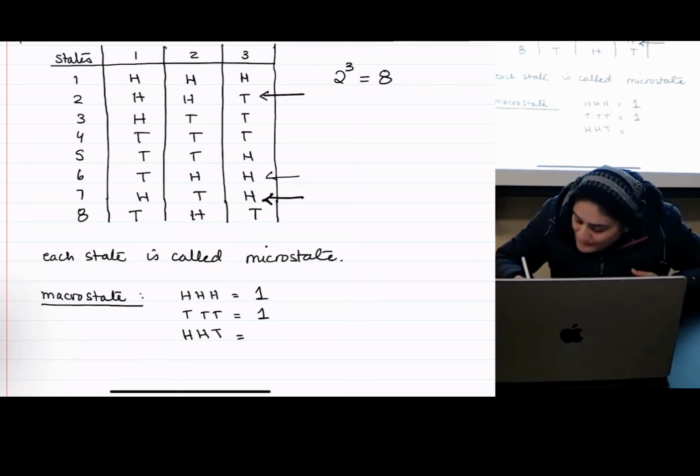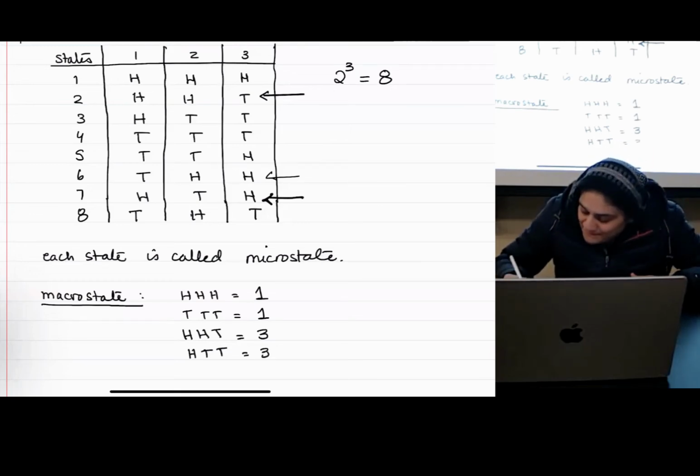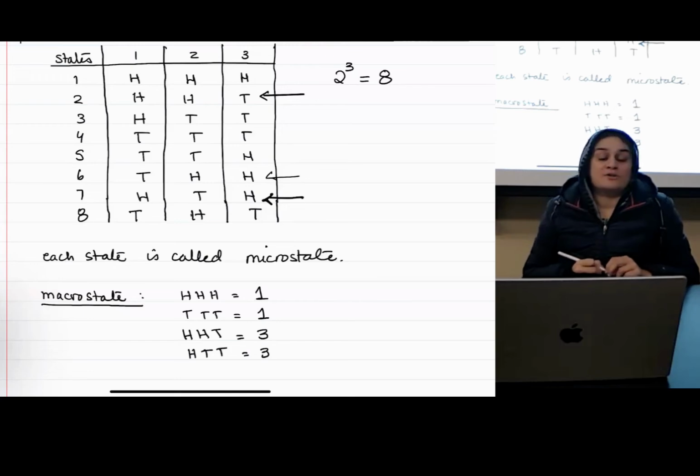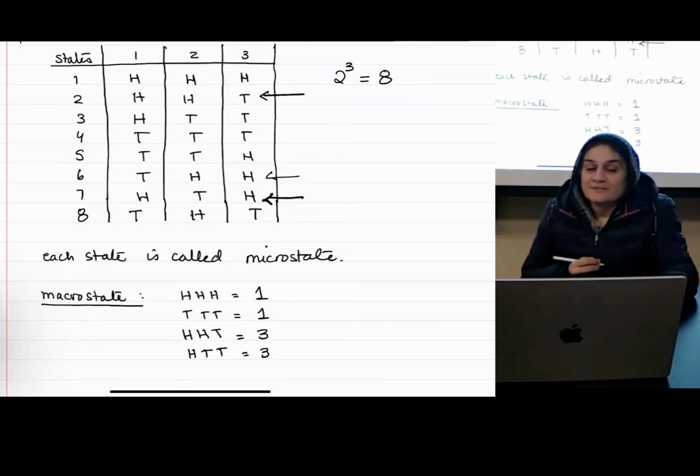Okay, cool. And then what about if I have 1 head and 2 tails? How many states? 3? Any other? Nope. These are called macrostates. Get it? So how many macrostates for this ensemble?